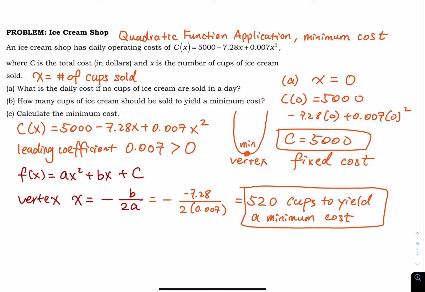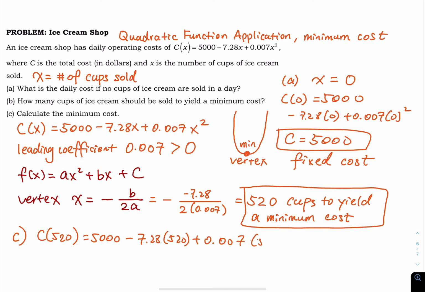And then the last one. Then what is the minimum cost? To find the minimum cost, I have to plug it in. For part C, that will be C of 520, when x is 520. So the cost equals 5,000 minus 7.28 times 520, plus 0.007 times 520 squared. The amount is $3,107.02. So this is my minimum cost.